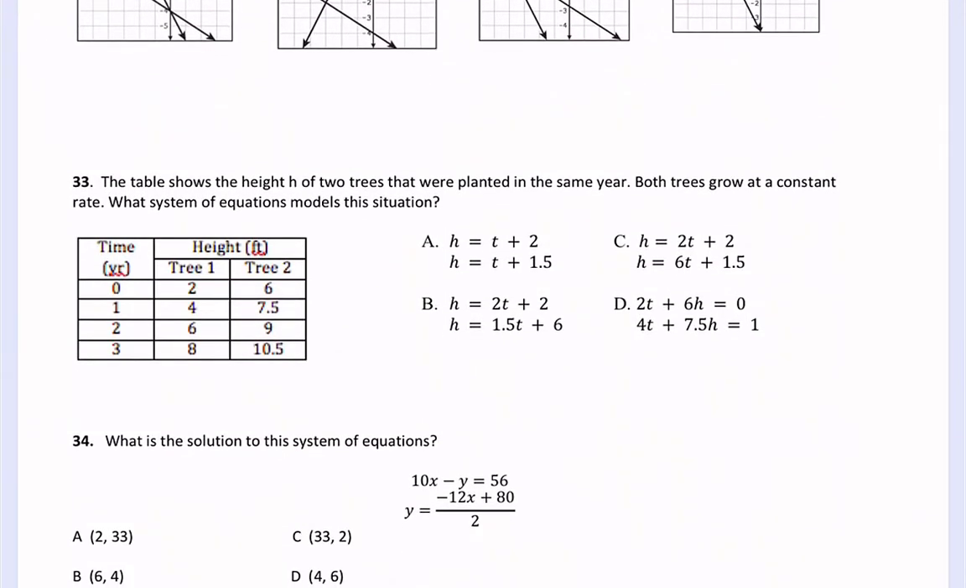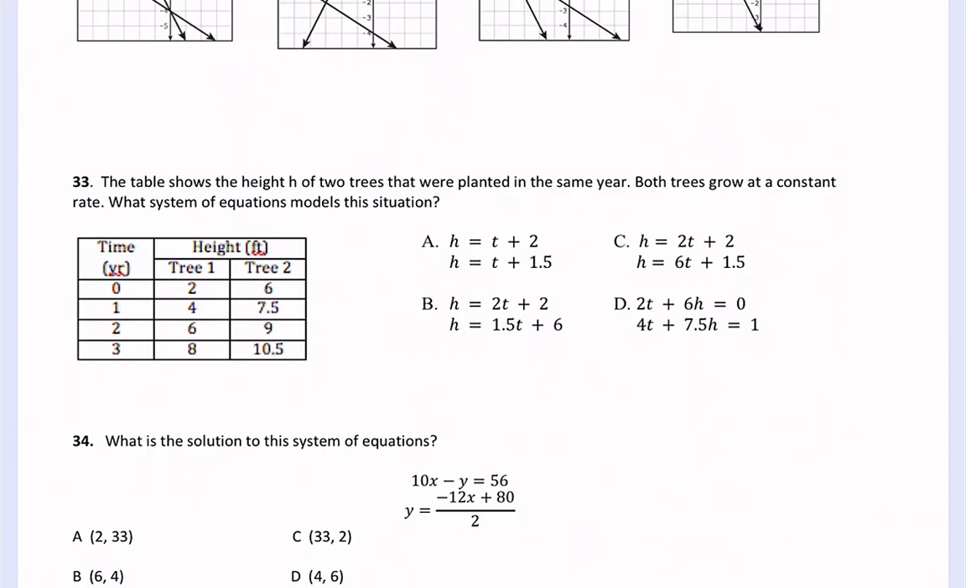Okay. The table below shows the height h of two trees that were planted in the same year. Both trees grow at a constant rate. What system of equations models this situation? I really don't like this one because it has two tables put into one. Notice we're looking at tree 1 and tree 2. So what I'm going to do is I'm actually going to make two separate tables.